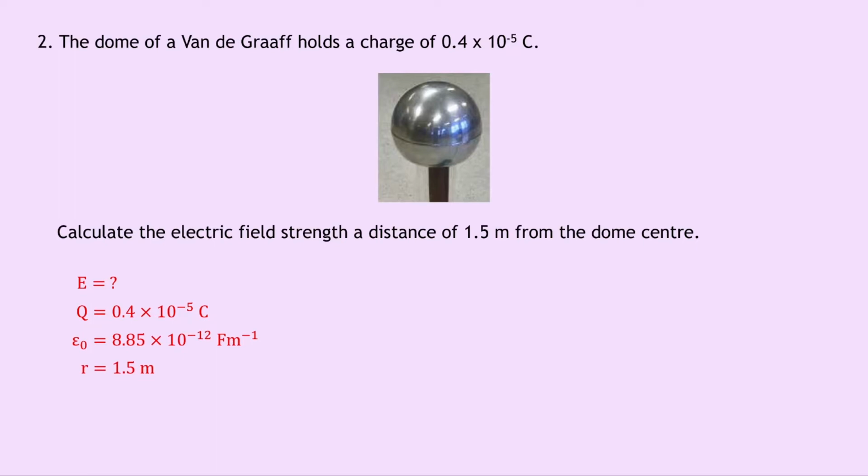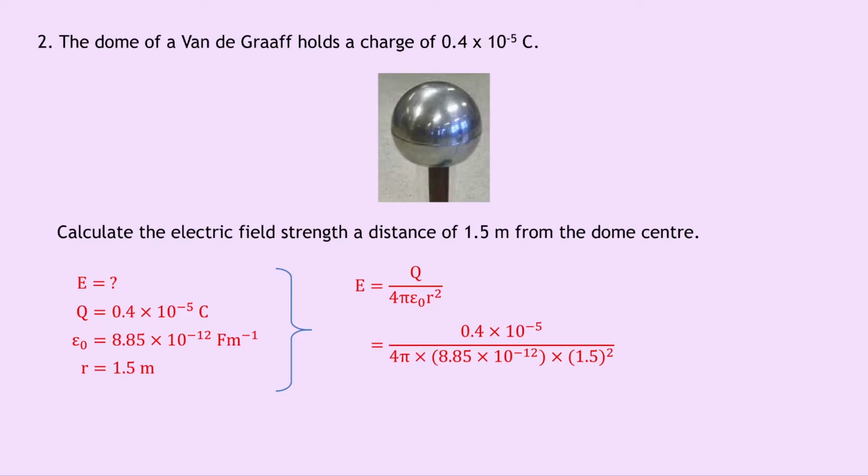So writing down the equation for the electric field strength at a distance from a charged conducting sphere, we have E equals Q over 4 pi epsilon naught R squared. Substituting in the numbers gives us 0.4 times 10 to the minus 5 divided by 4 pi times 8.85 times 10 to the minus 12 times 1.5 squared. Putting all this into your calculator should give you a final answer of 1.6 times 10 to the 4 newtons per coulomb.